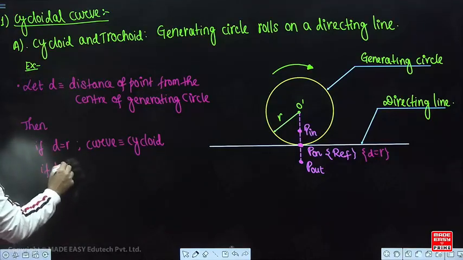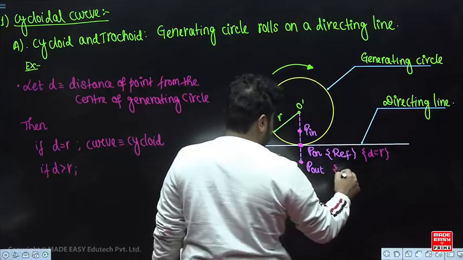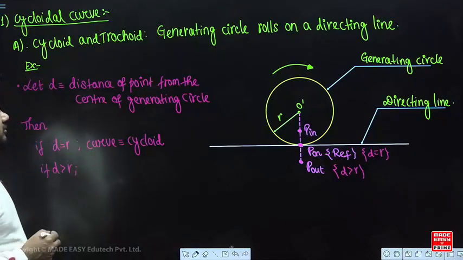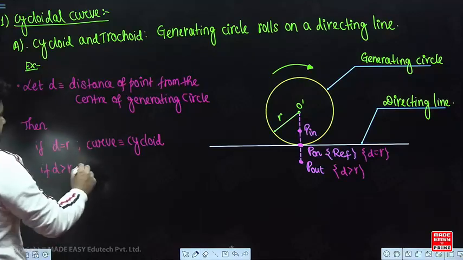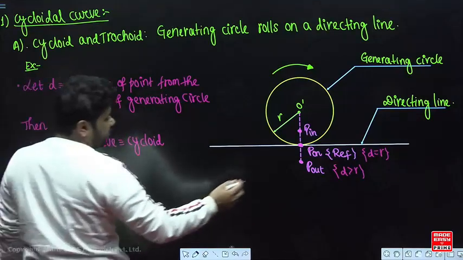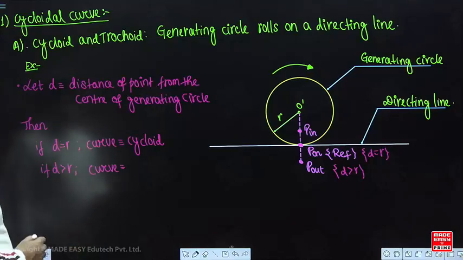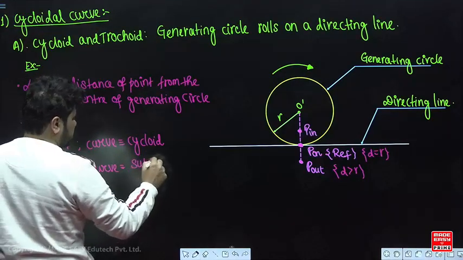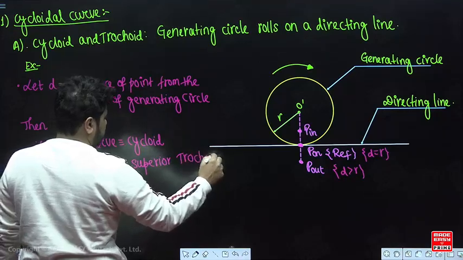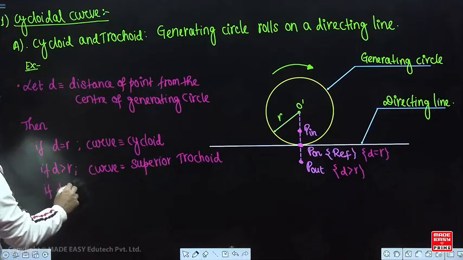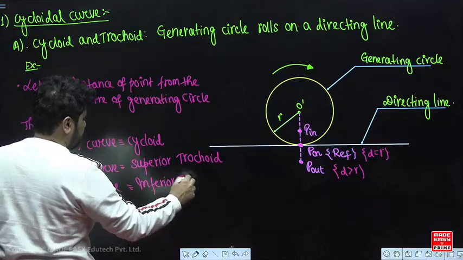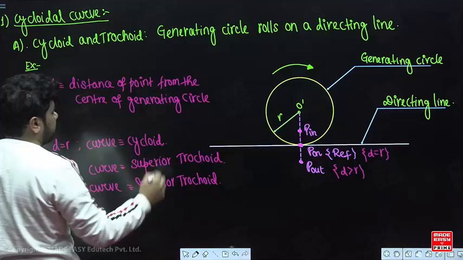If D is greater than R, so in this curve, where is D greater than R? D is greater than R means the distance of the point from the center of the generating circle is greater than its own radius. Always remember, when D is greater than R, the point is lying outside, right. Because we always consider the reference to be the point of contact. So if D is greater than R, the word superior will be used. When there is the word superior, it means the point is lying outside, and this curve is called a superior trochoid. Similarly, if D is less than R, in that case the curve is called an inferior trochoid.